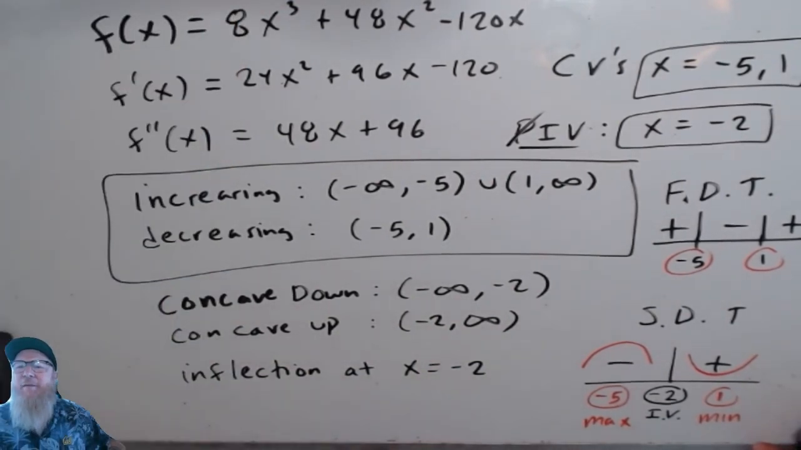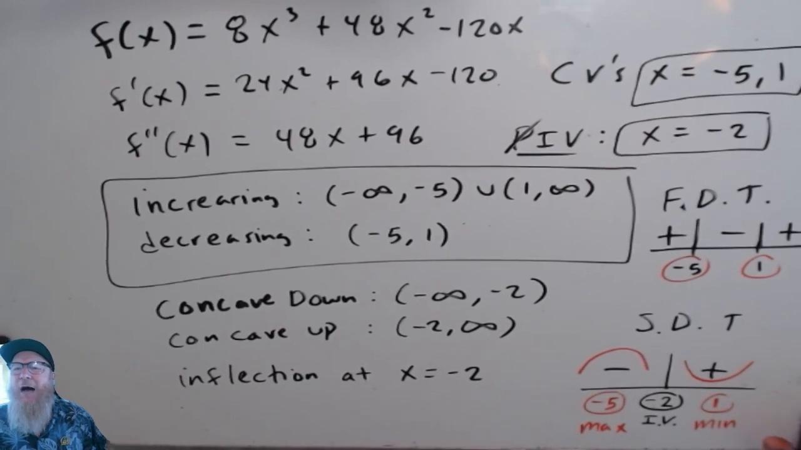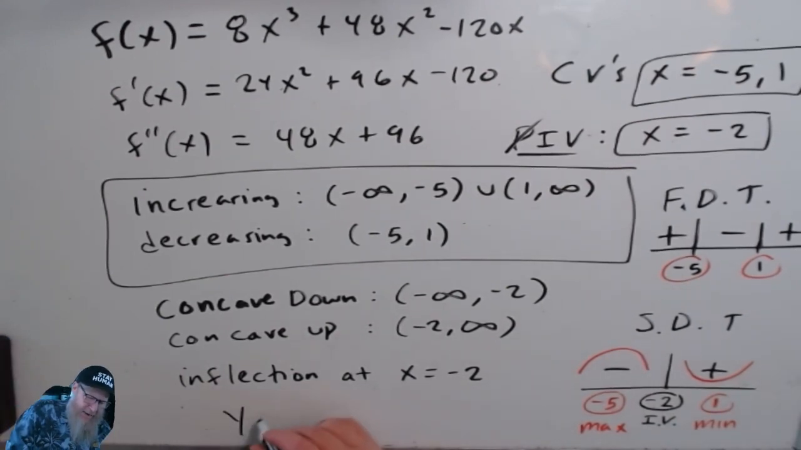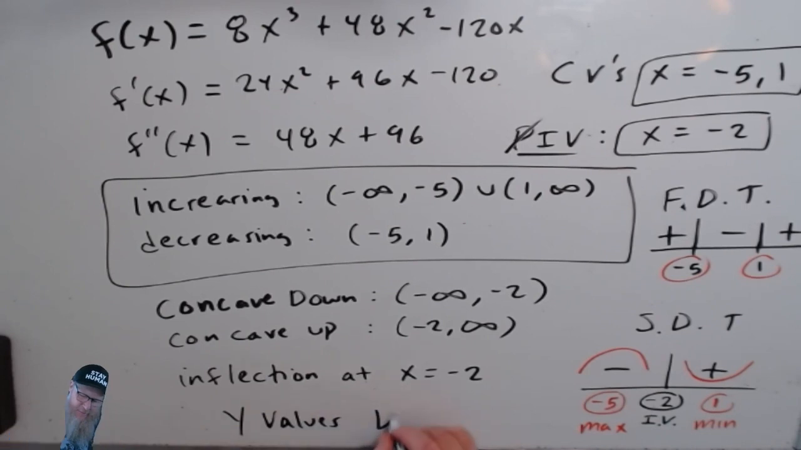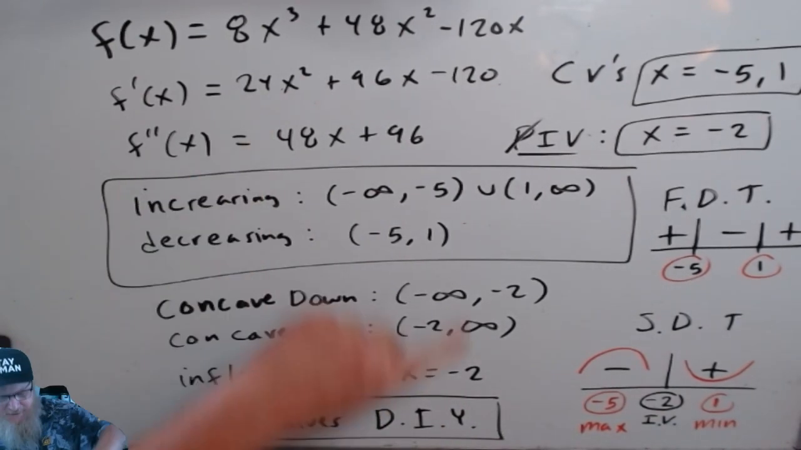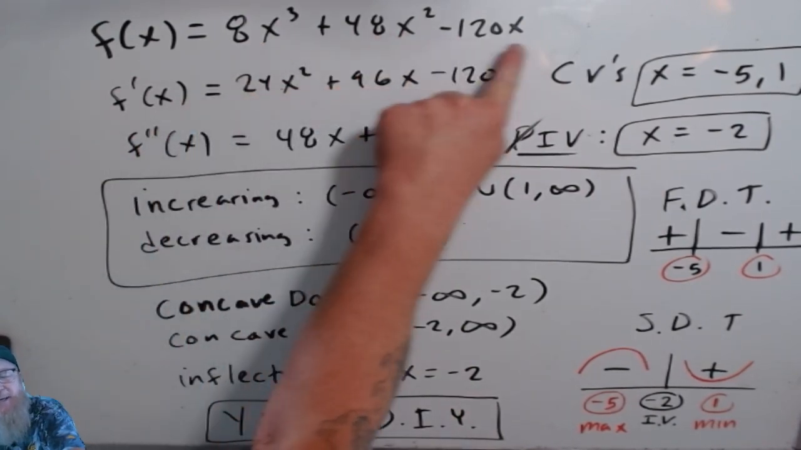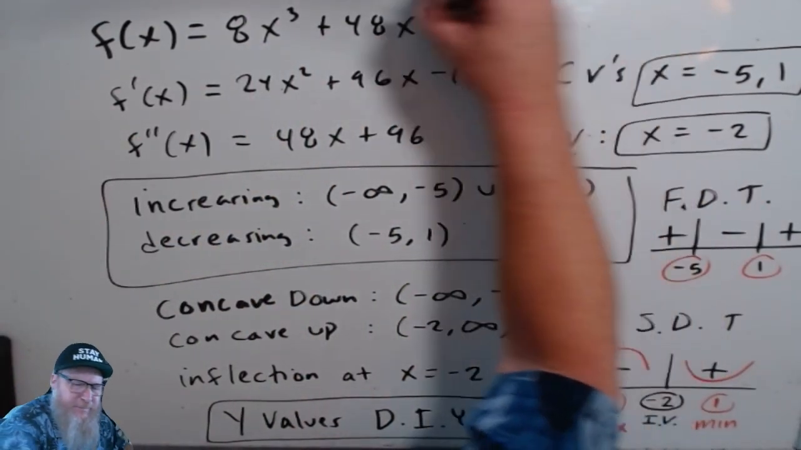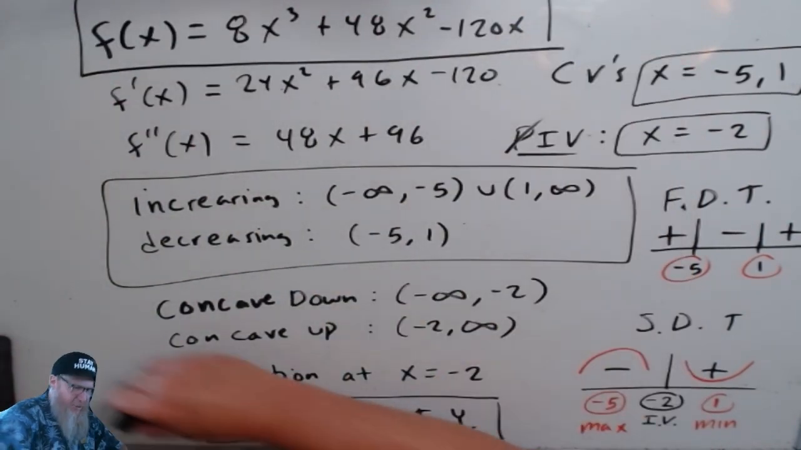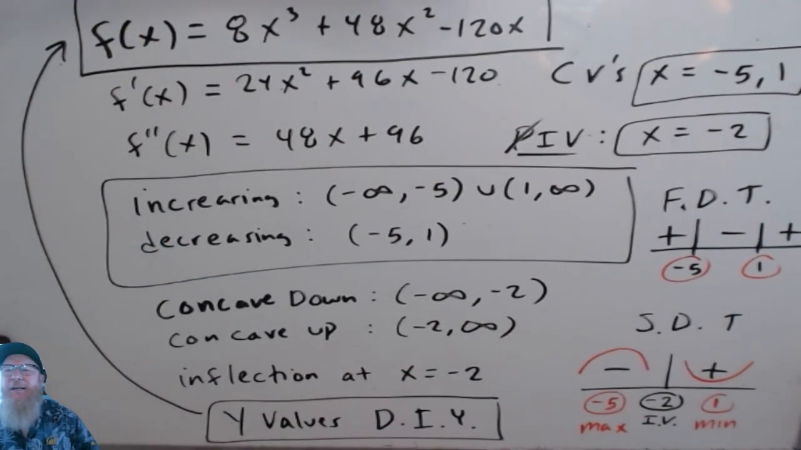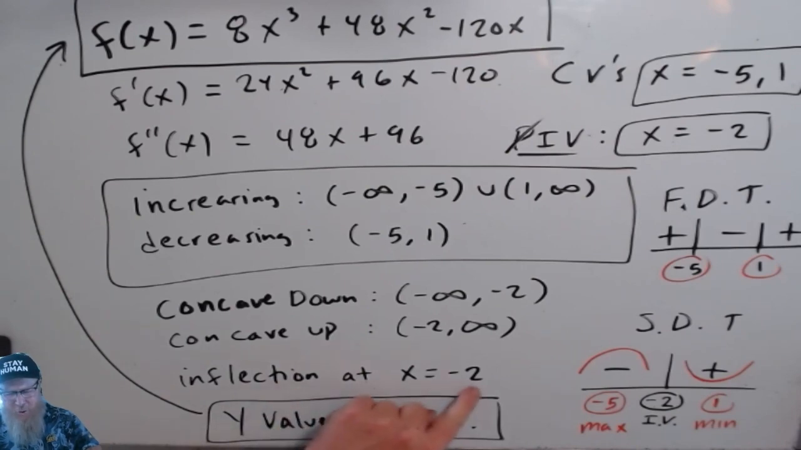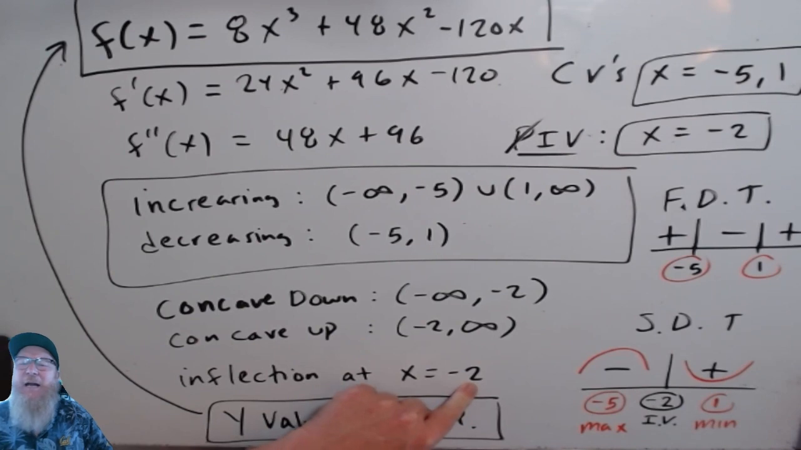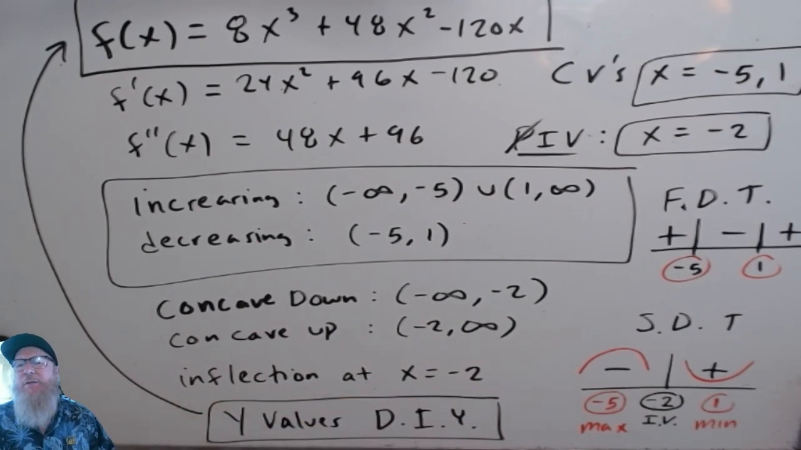I got a lot more to cover today, so I'm not going to figure out the y values. I'll say DIY. Do it yourself if you're interested. If you take -2 and you plug it into the original function, always use the original function to get the y values. And you'll figure out the corresponding y value for the inflection. When I get to the examples that ask for that, I will do it, but this one doesn't ask for that.